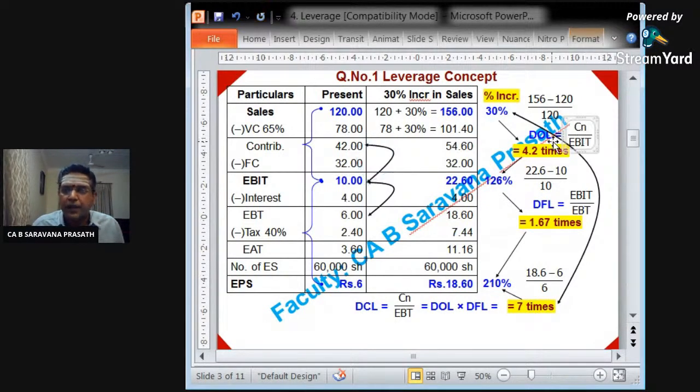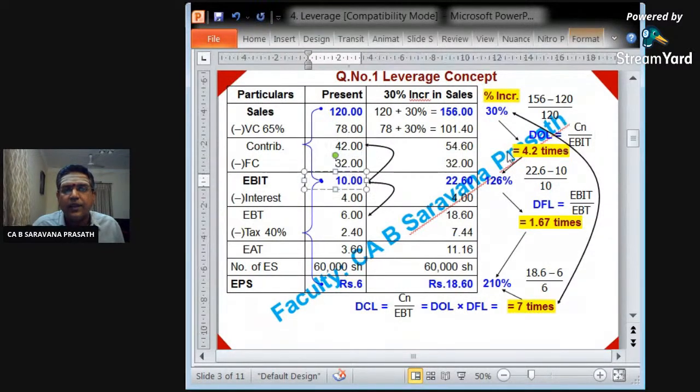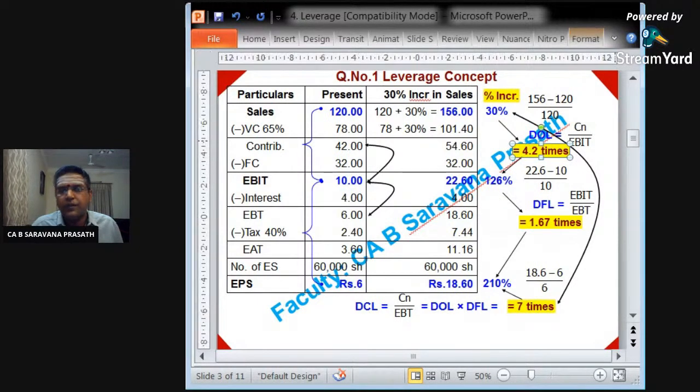We compute the number. Contribution divided by EBIT, 42 divided by 10 equal to 4.2 times.